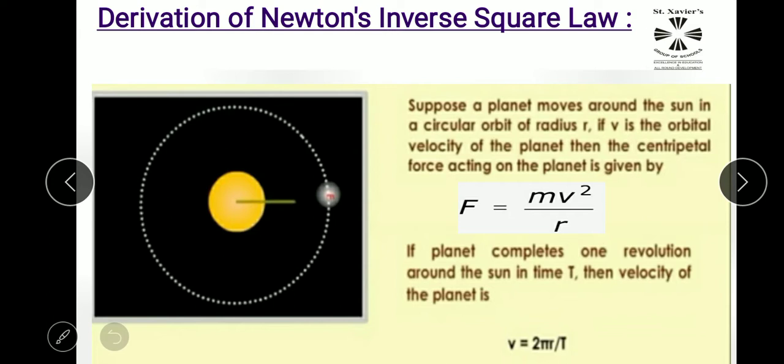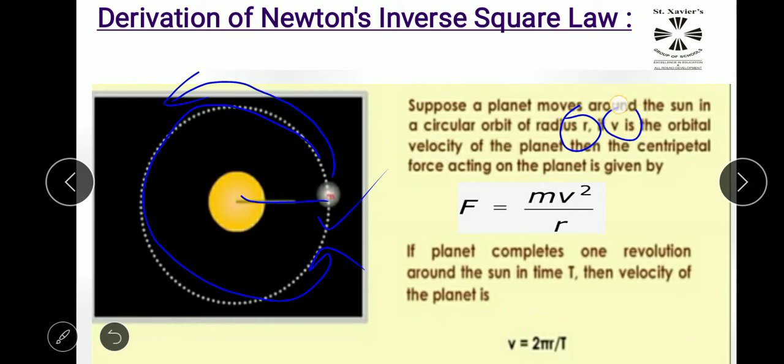Here for that we'll assume, suppose there is a planet which is moving around the sun. Now radius, that means the distance between the center of sun and the planet, is r, and velocity, the speed or velocity of the planet, is v, students.